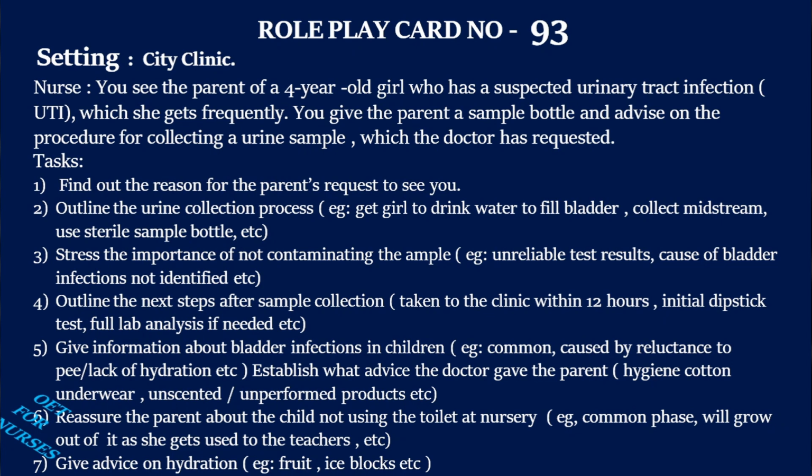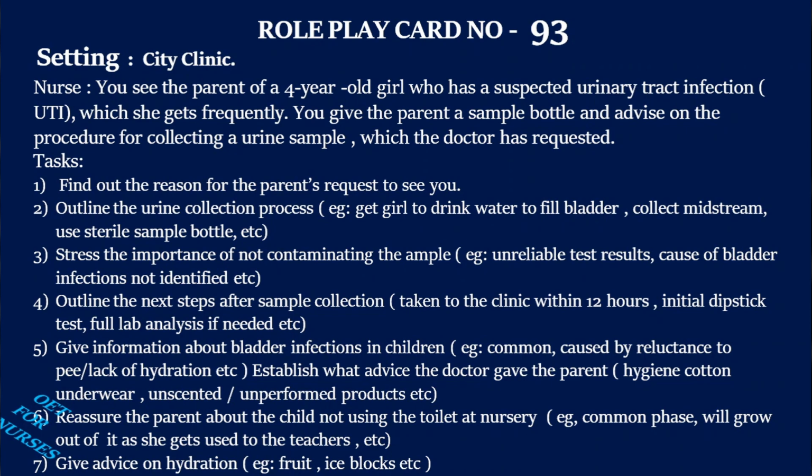First one says, find out the reason for the parent's request to see you. Second one says, outline the urine collection process. Get the girl to drink water to fill the bladder. Collect midstream. Use a sterile sample bottle. Third one says, stress the importance of not contaminating the sample, and reliable test results. Cause of bladder infections not identified.